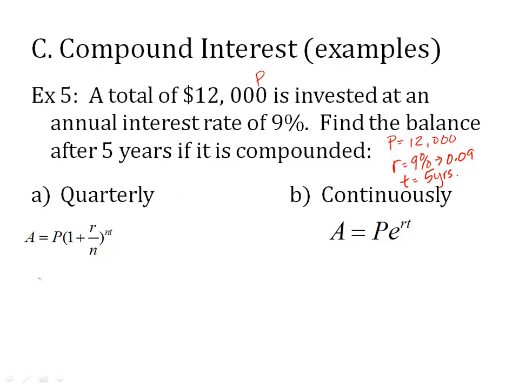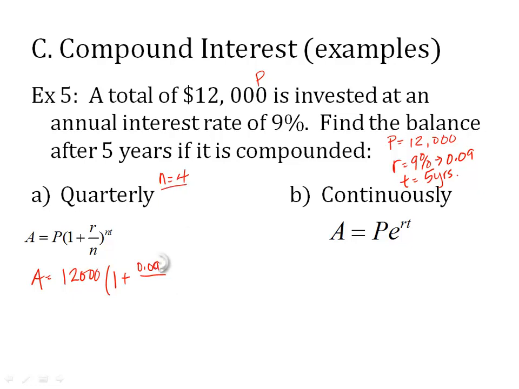So I want to know the account balance, and it's $12,000 times 1 plus the rate, 0.09, over n. Well, how often is it compounded? Quarterly. If it's quarterly, how many times a year is that? Think about how many quarters are in a dollar. That makes n equal to 4. If it was monthly, it would be 12. If it was daily, it would be 365. Weekly, 52 weeks in a year. So think about those things you already know. Quarterly would make n equal 4.